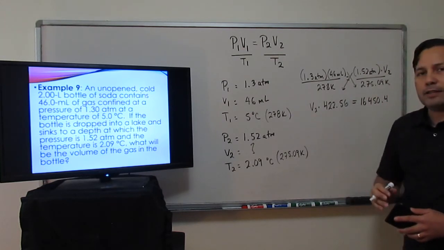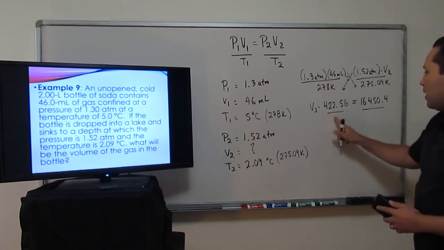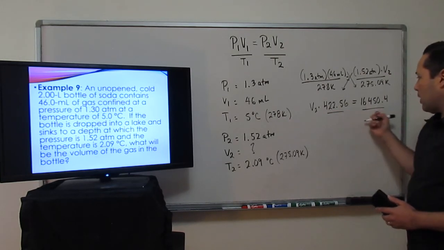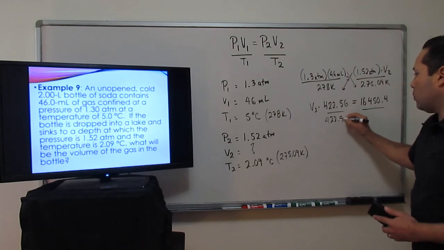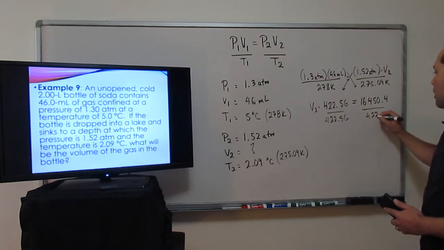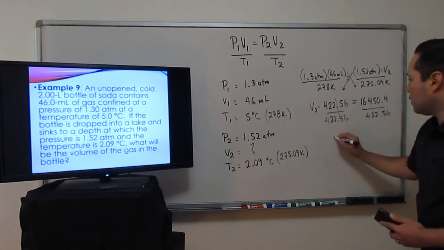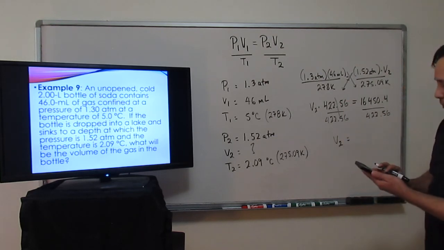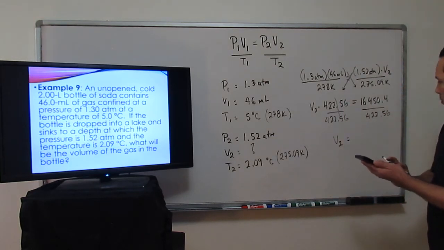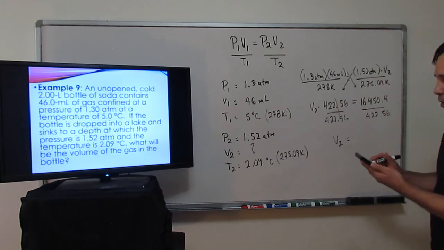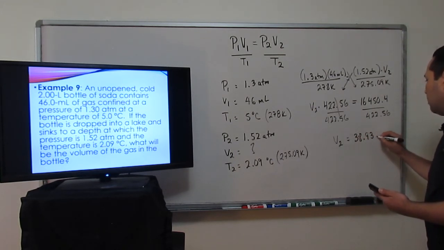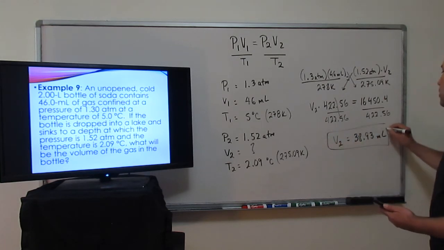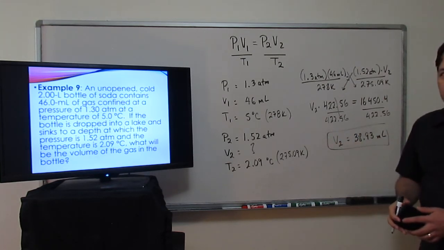Now I want to isolate the V2, so I'm going to divide by the 422, so that way I can get rid of it and isolate the V2. What I do to one side, I do to the other, just like in your math class. So that's gone. V2 equals 38.93 milliliters. And that is your answer for number 9.